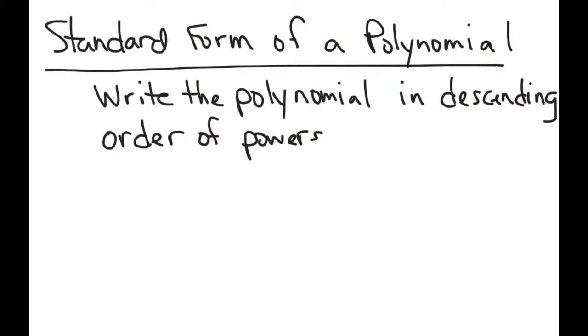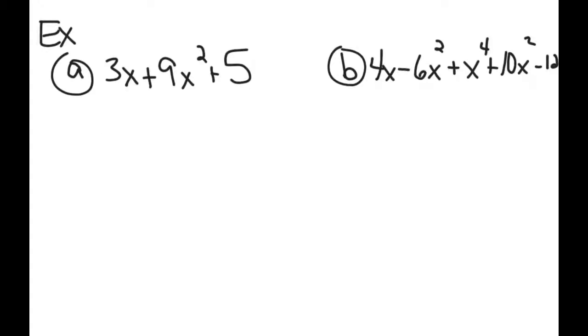When we write polynomials, we like to write them in something called standard form. Standard form of a polynomial is when you write the polynomial in descending order of powers, or if you arrange the terms by degree in descending numerical order, i.e., you put the term with the biggest exponent first and everything goes down from there. Let's actually write some polynomials in standard form.